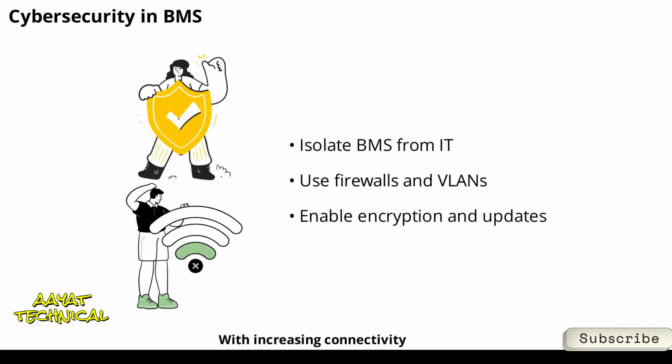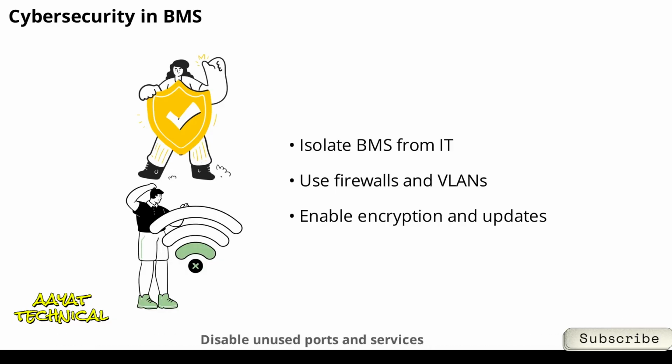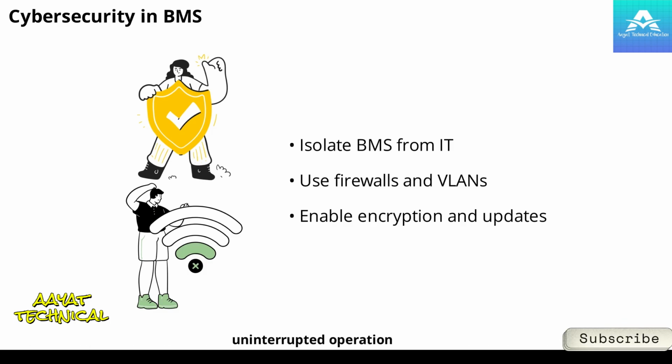With increasing connectivity, cybersecurity is more important than ever in BMS networking. Always isolate BMS networks from office IT networks using firewalls and VLANs. Disable unused ports and services, enable encryption, and enforce strong authentication. Regularly update controller and server firmware to patch vulnerabilities. These steps protect your building's critical infrastructure from cyber threats and ensure safe, uninterrupted operation.